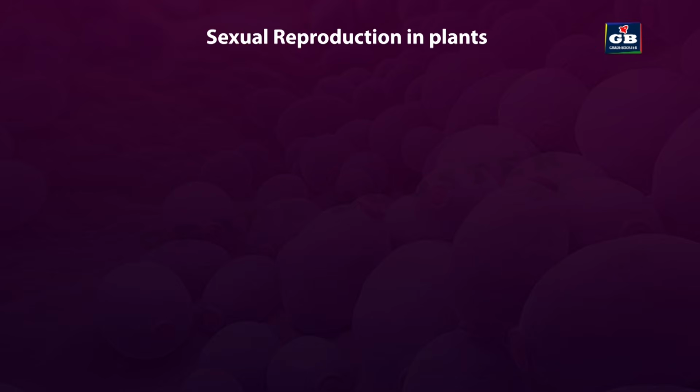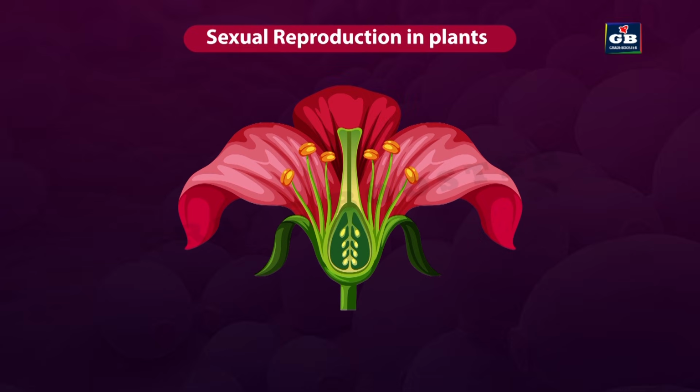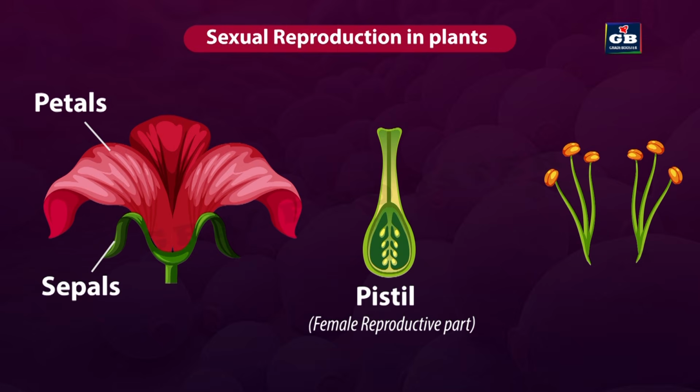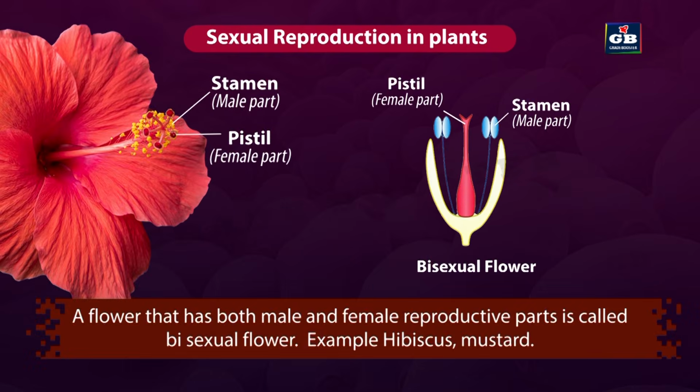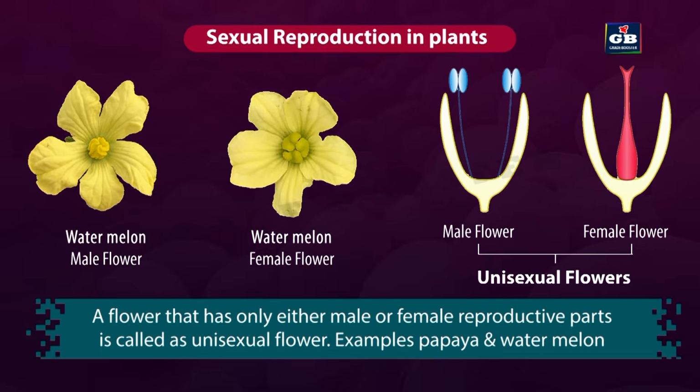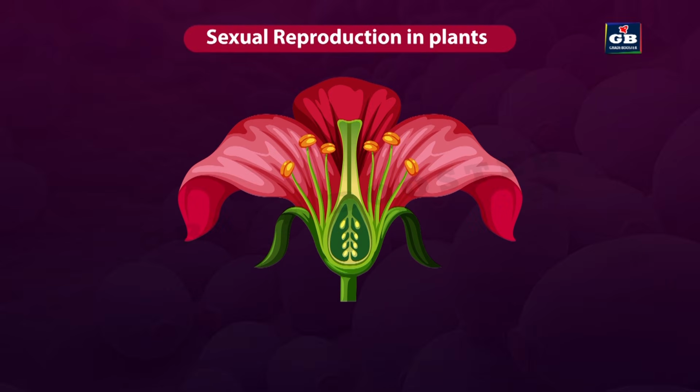Sexual reproduction in plants. Flower is the reproductive part of the plant. These are sepals. These are petals. This is pistil. Pistil is the female reproductive part of the flower. And this is stamen. It is the male reproductive part of the flower. A flower that has both male and female reproductive parts is called a bisexual flower. Example, hibiscus, mustard. A flower that has only either male or female reproductive parts is called a unisexual flower. Examples, papaya and watermelon.